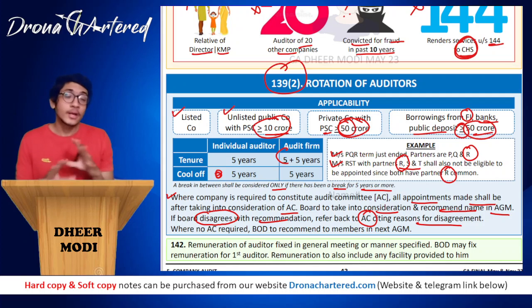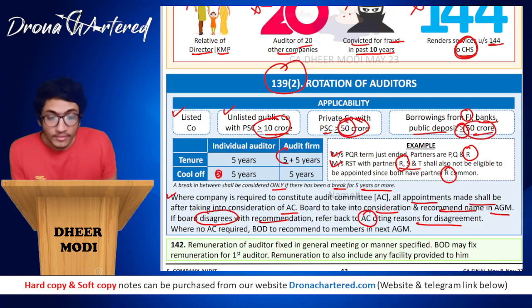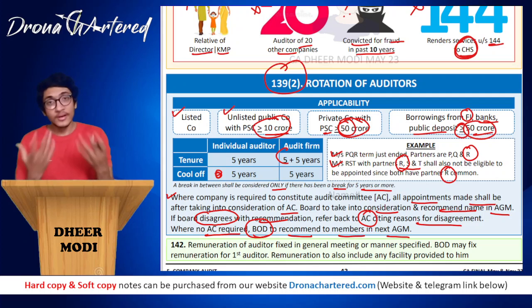And if the board is not okay with the recommendation, they will disagree and they will give it back to the audit committee. However, where no audit committee is required, the board of directors will recommend to members in the next annual general meeting. The board will recommend to the members, and that is where it gets over.